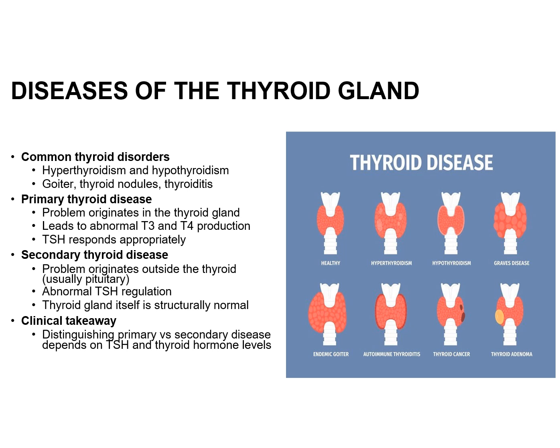In secondary thyroid disease, the thyroid gland is structurally normal. The problem originates outside the gland, most commonly in the pituitary, leading to abnormal TSH secretion. Clinically, distinguishing between primary and secondary disease depends heavily on interpreting TSH in relation to T3 and T4.